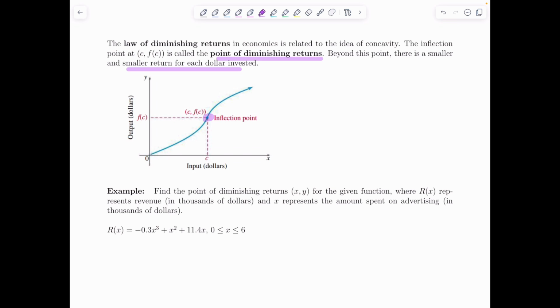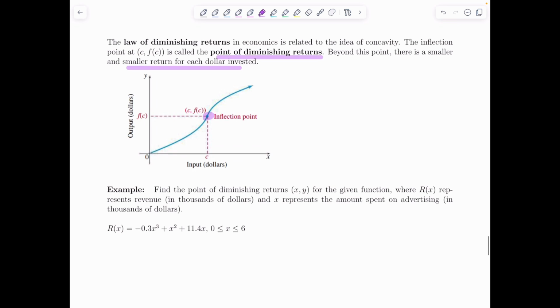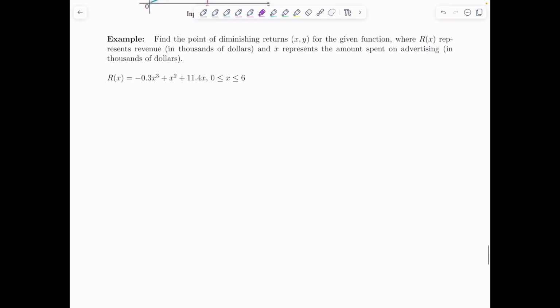So here is an example. Find the point of diminishing returns for the given function where R of x represents revenue in thousands of dollars and x represents the amount spent on advertising. Okay, so this is giving us revenue based on how much you're spending putting ads out. And here's our revenue function, R of x equals negative 0.3x cubed plus x squared plus 11.4x. And we're only looking at x values between 0 and 6.